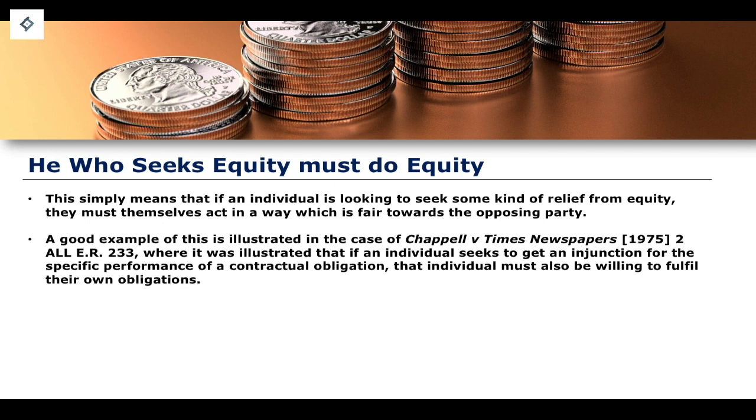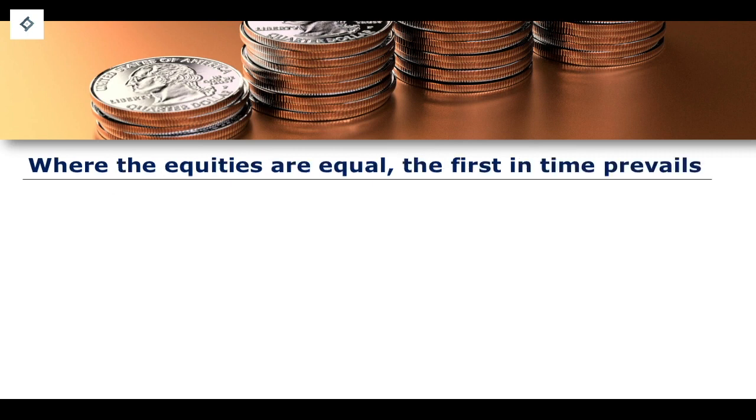A good example of this is illustrated in the case of Chapel and Times Newspapers, where it was illustrated that if an individual seeks to get an injunction for the specific performance of a contractual obligation, that individual themselves must also be willing to fulfill their own contractual obligations, because otherwise they would be achieving an unjust settlement in that particular example.